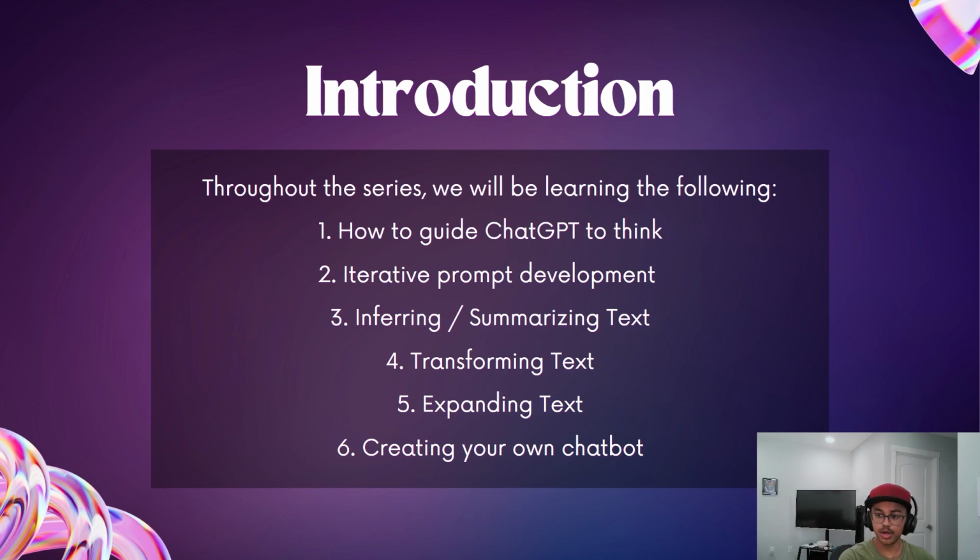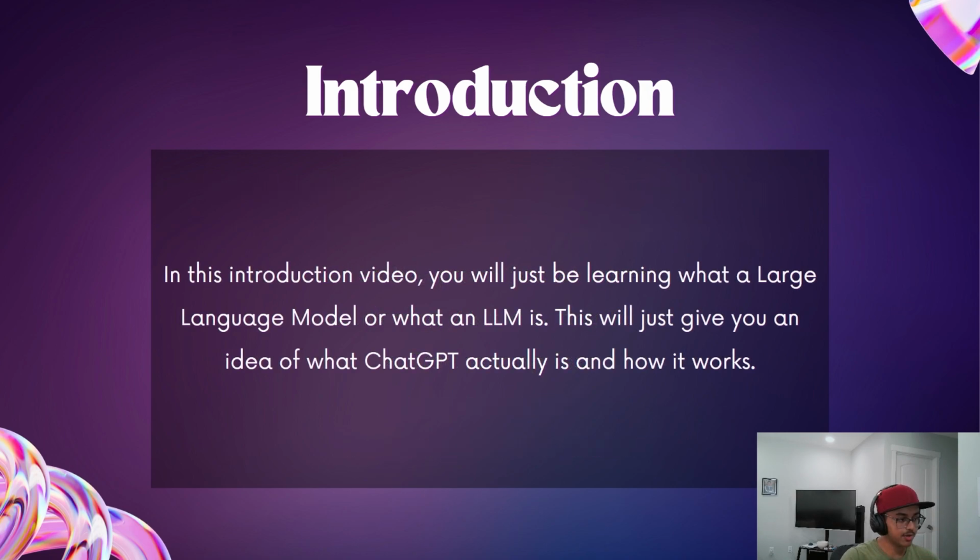And throughout the series, we're going to be learning a few different tips and tricks that we can follow. And these are some of the few that we're going to be covering. The first one is how to guide ChatGPT to think. That is where we're going to learn how we can actually guide ChatGPT to think and then give us a result after. For the second one, we have iterative prompt development. For the third one, we have inferring and summarizing text. The fourth one, we have transforming text. For the fifth one, we have expanding text. And finally, for the sixth one, we're going to also be creating our own chatbot using ChatGPT. So that was just an overview of what we're going to do throughout this whole series.